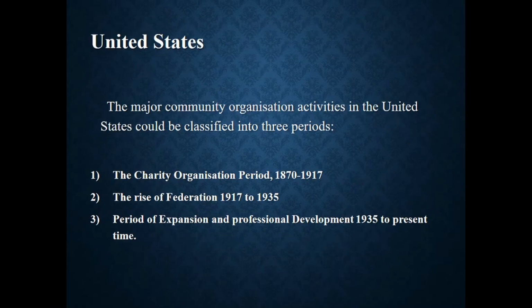In 1880, the Charity Organization was set up to put rational order in the area of charity and relief. The major community organization activities in the United States could be classified into three important periods. The first is the charity organization period, 1870 to 1917. The second is the rise of federation, 1917 to 1935, and the third is the period of expansion and professional development, from 1935 to the present time.